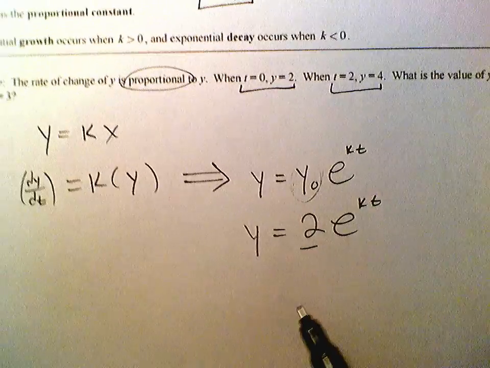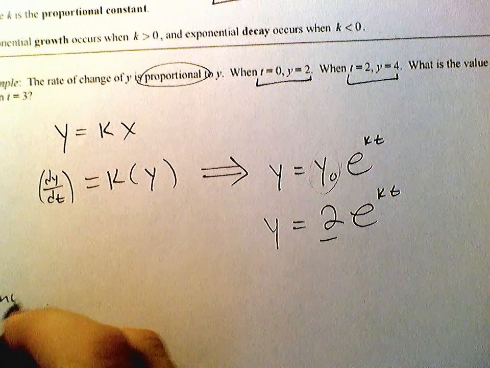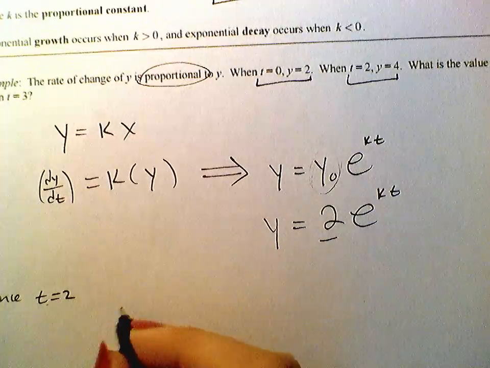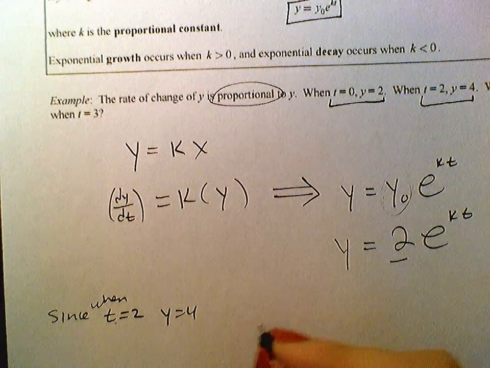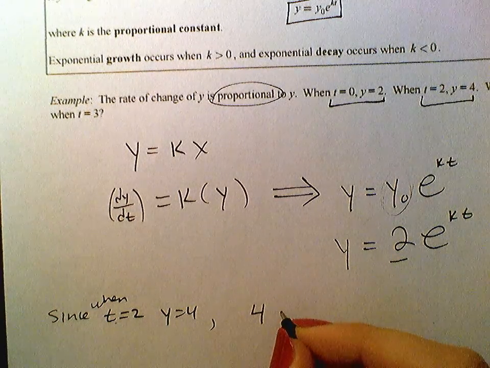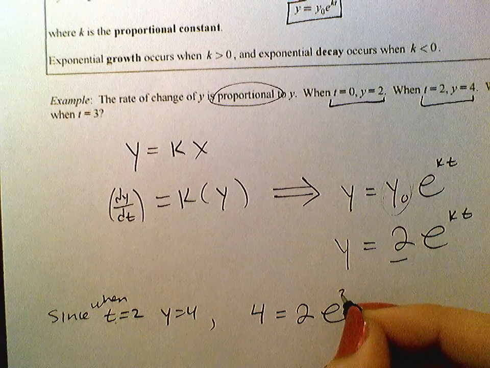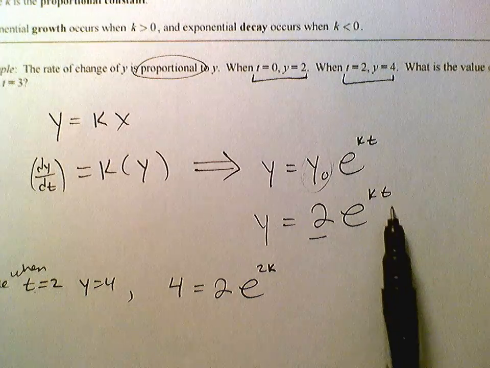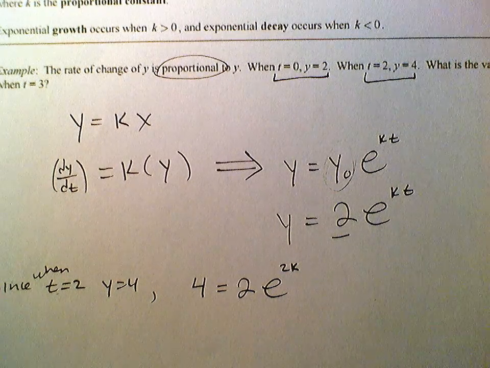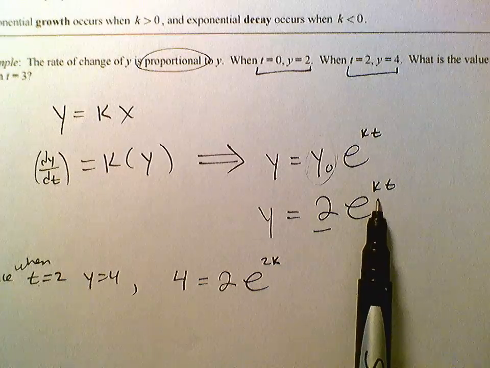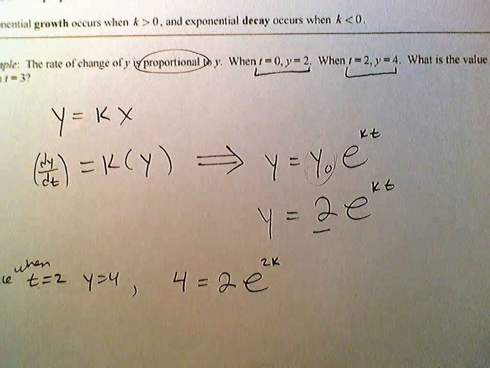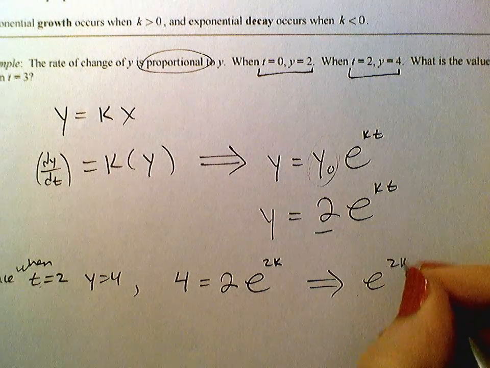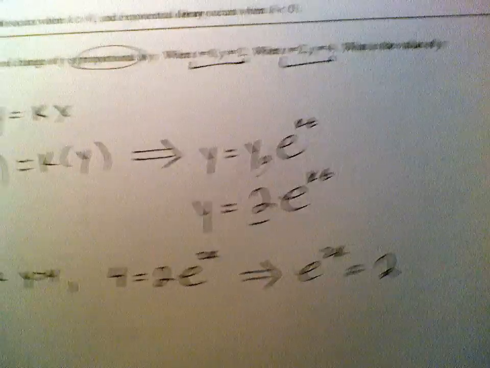Okay, so I'll go over here and I'll say, since when t equals 2, y equals 4, 4 equals 2e to the 2k. All right, I plugged in 2 for t. Now we've got to solve for k, and then we'll have a function that will give us, for any t that we plug in, a y value. Alrighty, so e to the 2k, dividing both sides by 2, equals 2.